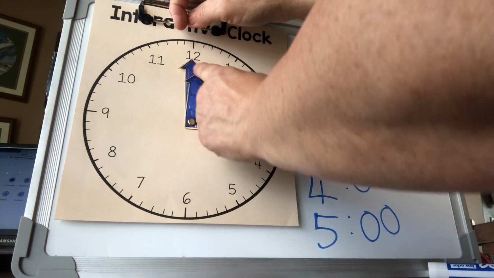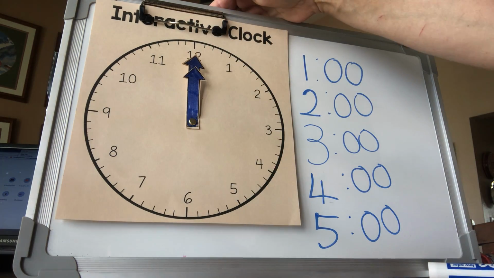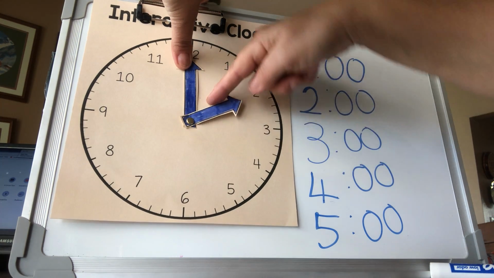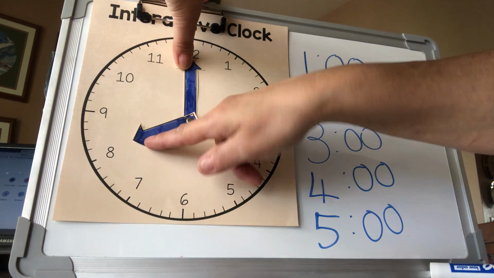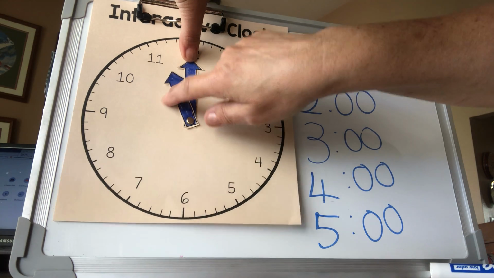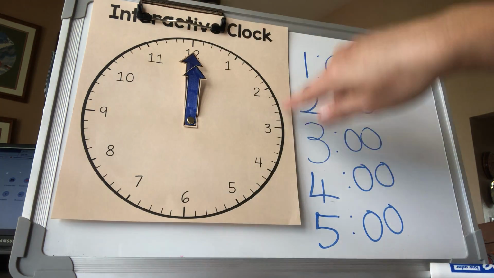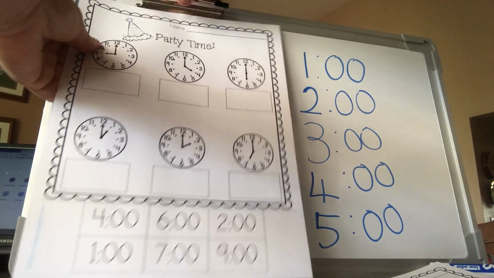See, the two hands are on top of each other. The minute hand and the hour hand are both on the 12. That's 12 o'clock. And then we start over again. 1 o'clock, 2 o'clock, 3 o'clock, 4 o'clock, 5, 6, 7, 8, 9, 10, 11, 12. When the hour hand goes around 2 times around the clock, that's 24 hours. That's one day.